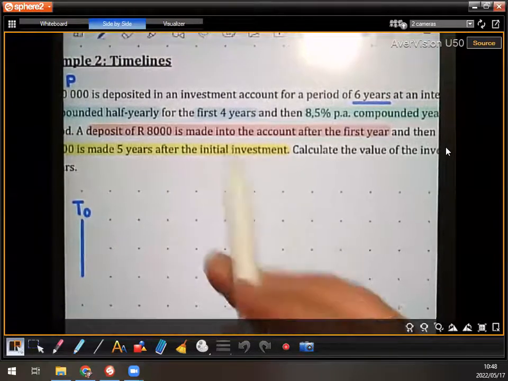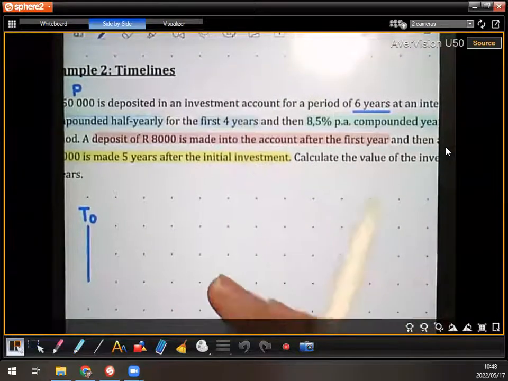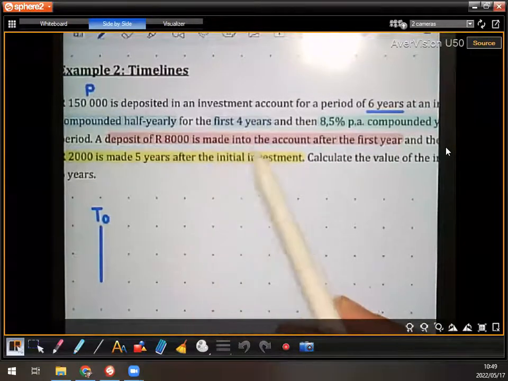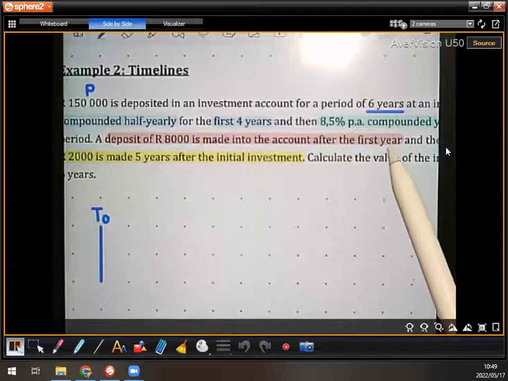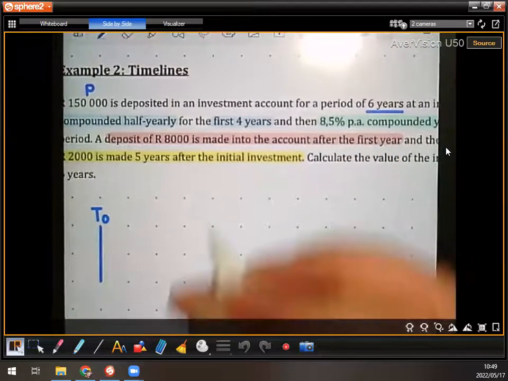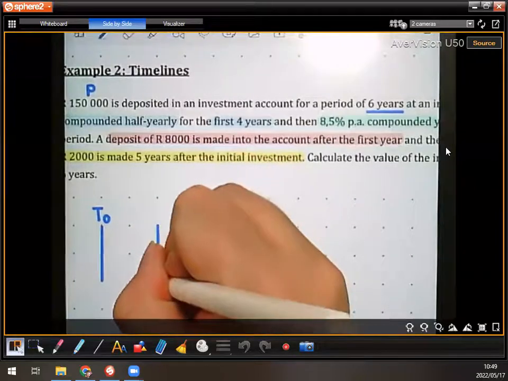So the interest changes after 4 years. Okay, is there something that happens before that? What about this second investment here, this deposit? After the first year. Okay, after the first year, how many years have passed? 1. So I'm going to call that T1.